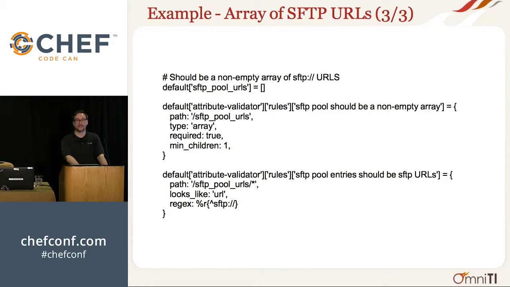But next we need to validate the elements of the array. So you notice that the path here changes. The path has an asterisk at the end. So it says all the children of this must match these. And it says it must look like a URL, and it also must match this regex. It must start with the beginning SFTP://.